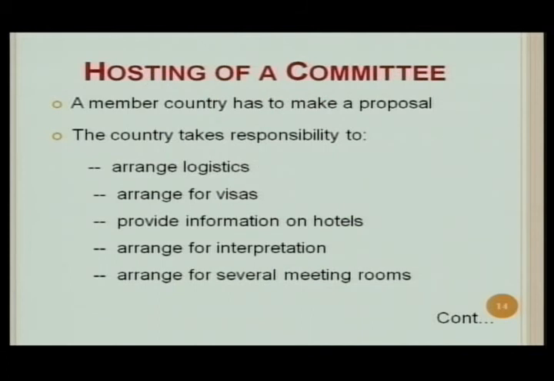What is the role of the host country? How is it done? Any country which wants to host a committee has to make that proposal. For example, when the Spices Committee was formed, India made the proposal that India thinks that there is a need for setting up a commodity committee for spices and culinary herbs, gave the justification, and also said that India would be willing to host this committee.